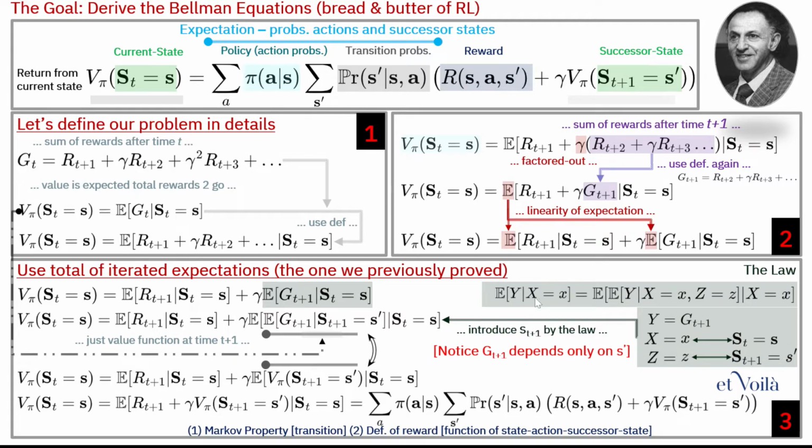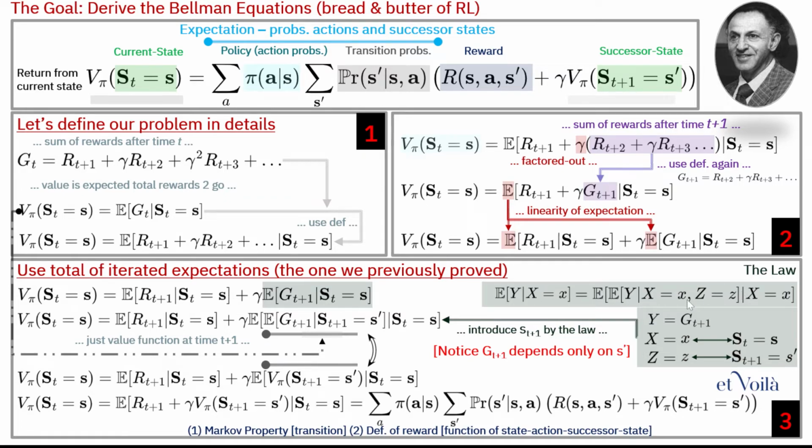That rule can simply be stated as follows. The conditional expectation of y given x equals some value can be written as a nested expectation, or an iterated expectation, whereby we can introduce a new random variable z and set it to a certain value. So we proved before that E of y given x is the expectation of E of y given x and z, conditioned on x.